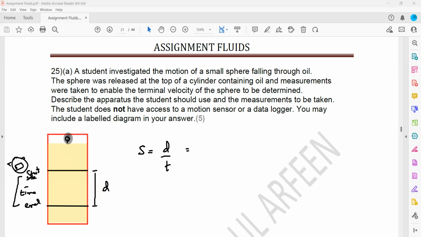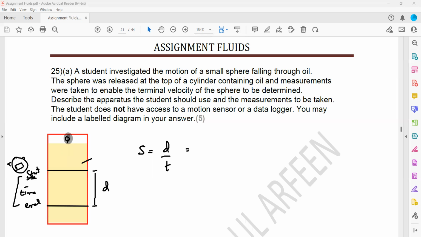So we will place markers in between, from top to bottom. Then we measure the distance between the markers. We can use a meter rule here. Then we record the time it takes to cross from one marker to another by using a stopwatch.